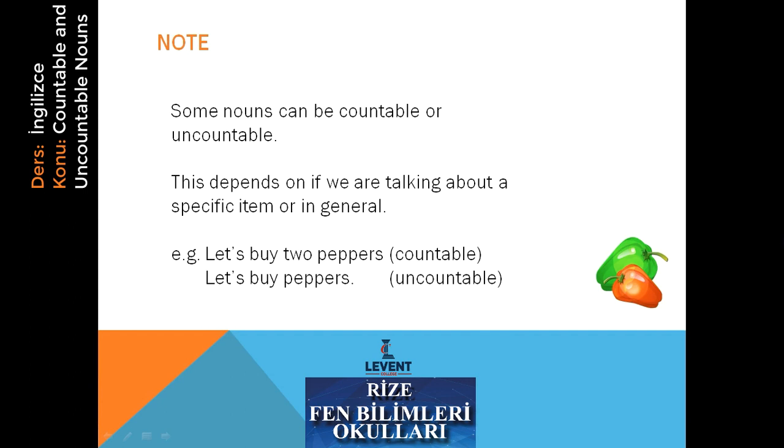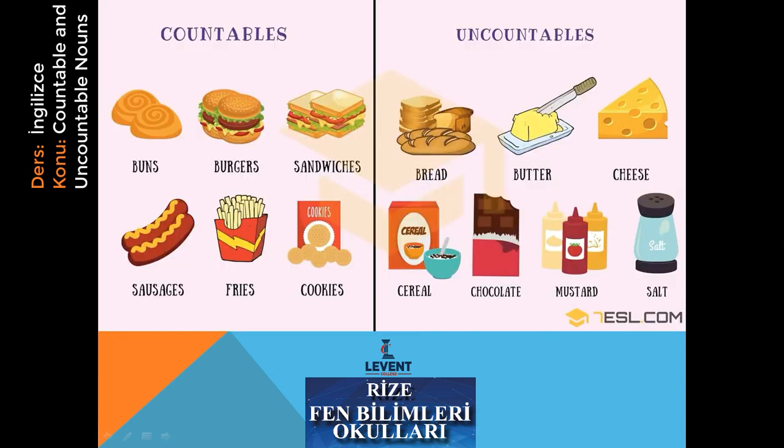Now let's take a look at several pictures of countable and uncountable nouns. On the left side, there is countable food, which means you can count with numbers. For example, you can say a bun or 2 buns, a burger or 3 burgers. And on the right, you see uncountable nouns, which you need to use measurements or quantities for. For instance, we can say a slice of bread, a bowl of cereal, a bar of chocolate, and so on.